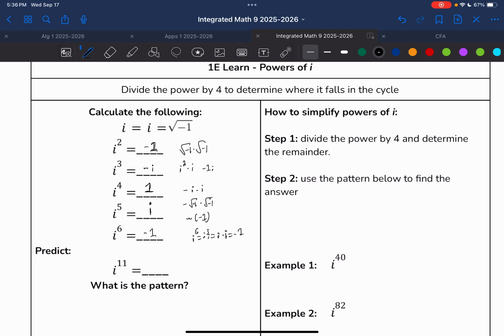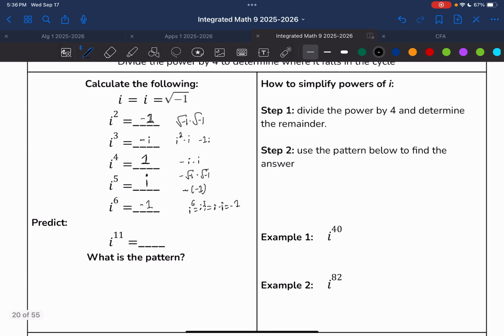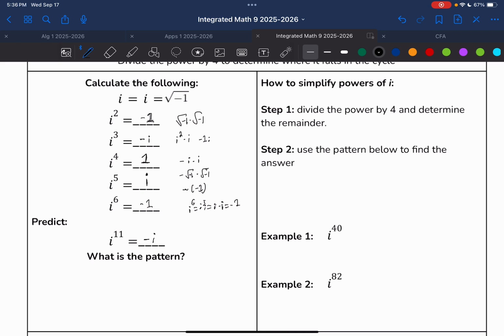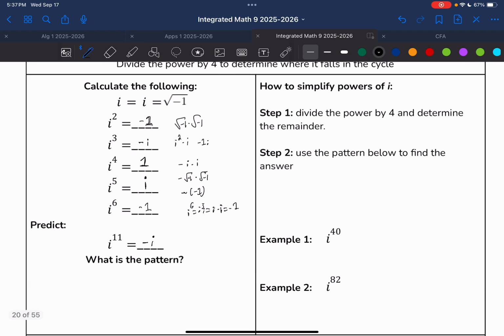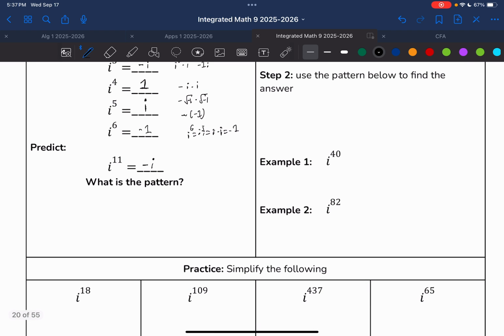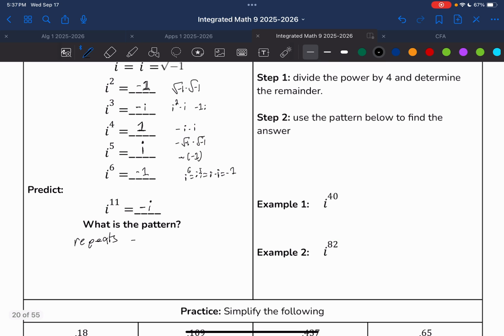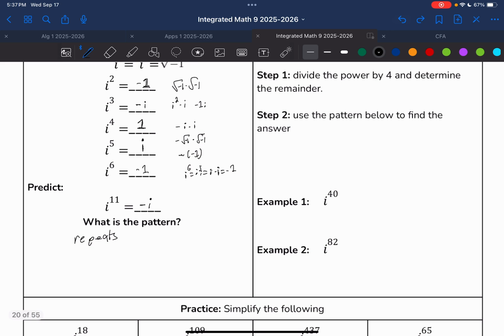And if we go all the way up to the 11th, you can see that i to the fourth is going to be 1, i to the eighth is going to be 1, i to the 12th is going to be 1. And so one before i to the 12th is i to the 11th. We know that's going to be -i. So the pattern here is just that it goes in order, right? So it repeats i, -1, -i, +1, and so on and so on.